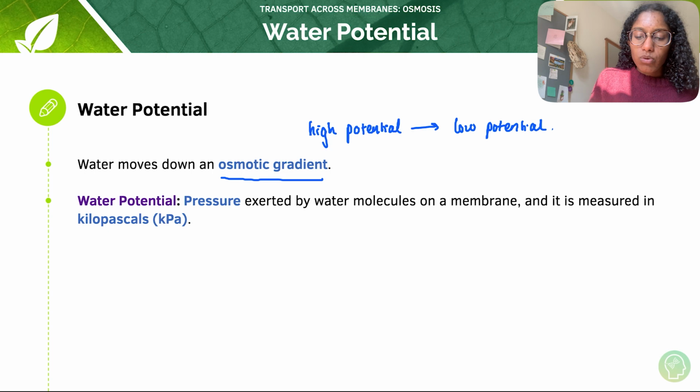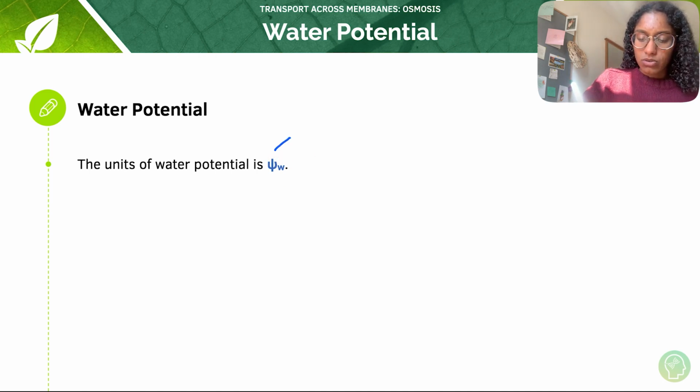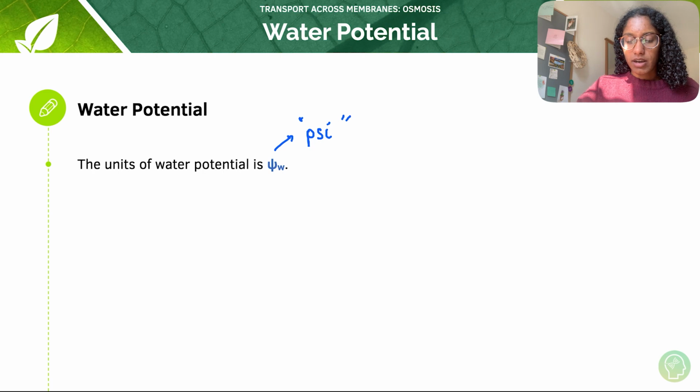So that's down an osmotic gradient. So when we talk about what water potential means, water potential is the pressure exerted by water molecules on a membrane, and it's measured in kilopascals. So when we talk about water potential, we're talking about the pressure exerted by water molecules on a membrane. So the units of water potential is this. Now this is the Greek letter called psi. Okay, so the symbol for water potential is psi with a small w next to it. So that's how we describe water potential in units.